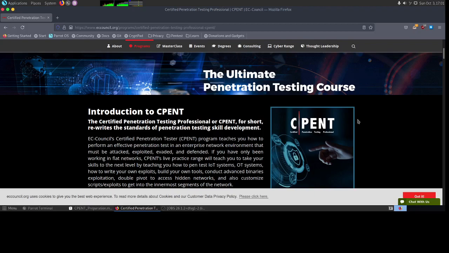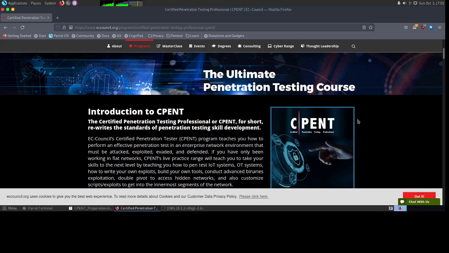If I have not told you guys earlier, I passed my CPENT and got two certificates, CPENT and LPT Master. I am the first one in the world to get this combo certification. So I thought I will quickly talk a little bit about CPENT, what this exam is, how you prepare for this, and how this exam is a little different from all others.